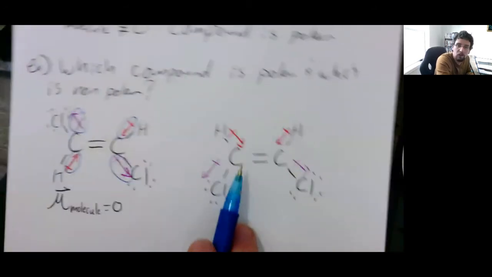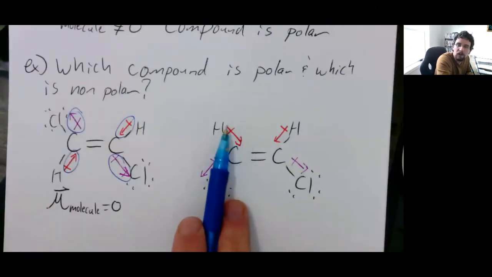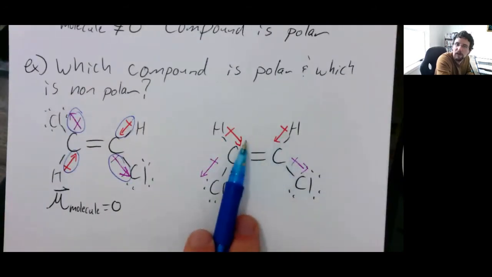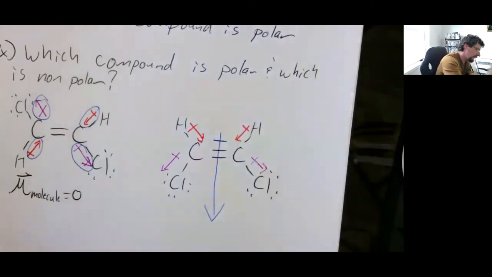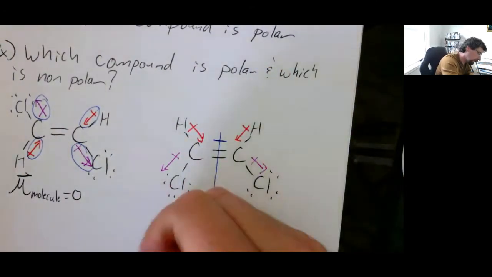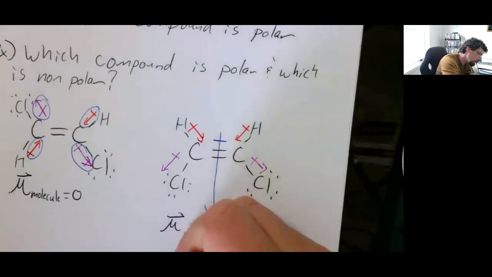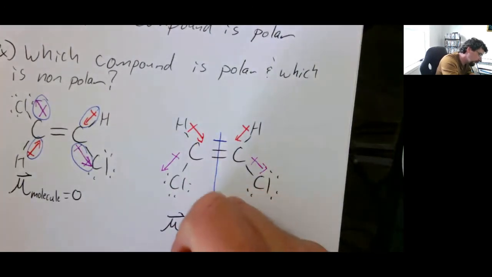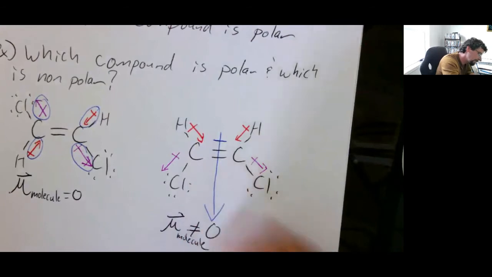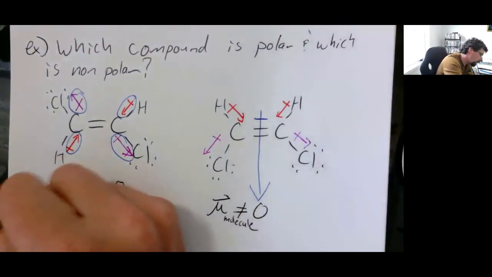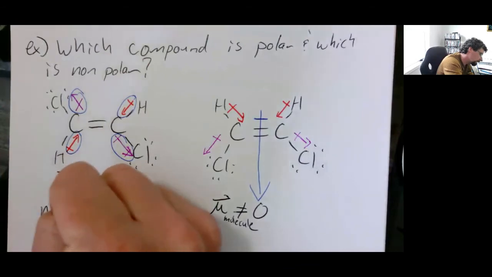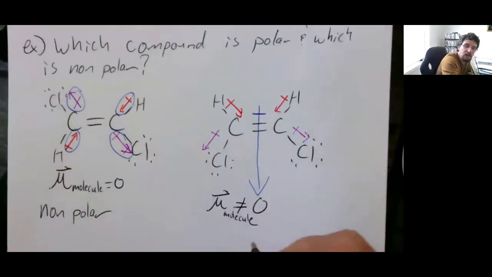Now, let's consider the one on the right. If we look, these bond dipoles are actually additive. They're pointing in the same direction. Same with these chlorines. The overall dipole moment of this molecule is going to point downwards. So therefore, in this case, mu is not equal to 0. Therefore, this compound is nonpolar, whereas this compound is polar.